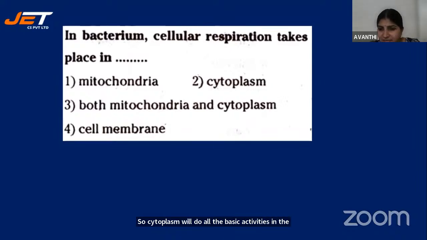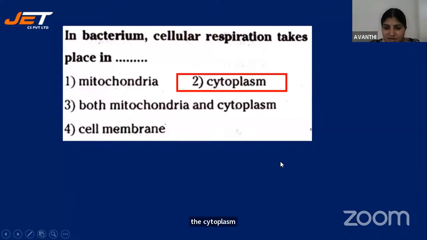Cytoplasm will do all the basic activities in a bacterial cell because it is a prokaryotic cell and it does not have any cell organelles like highly evolved cells such as plant and animal cells. So it is only a primitive cell. It has the cytoplasm and just a small DNA content, which is freely present in the cytoplasm. So all the activities will happen in the cytoplasm only. Cytoplasm does all the major functions.